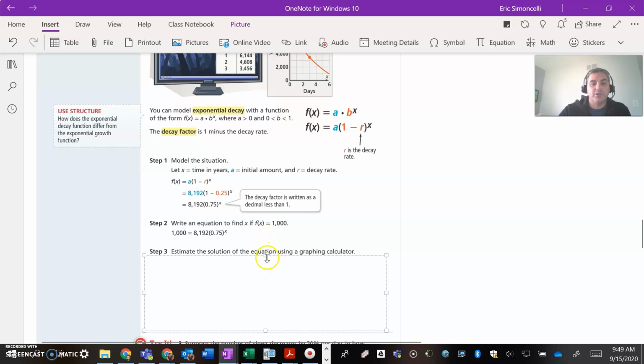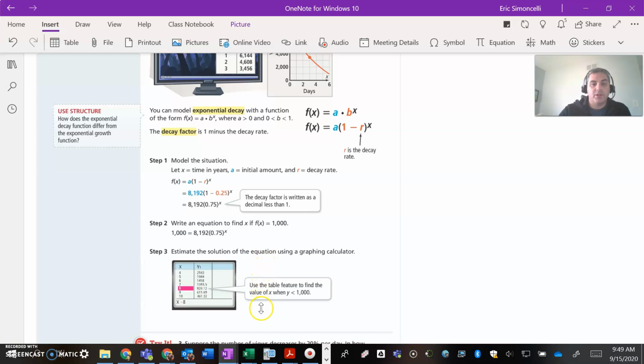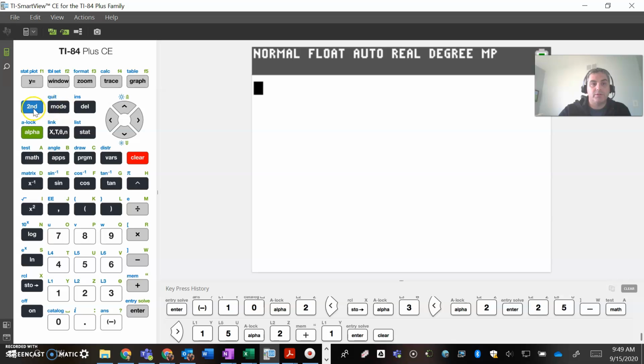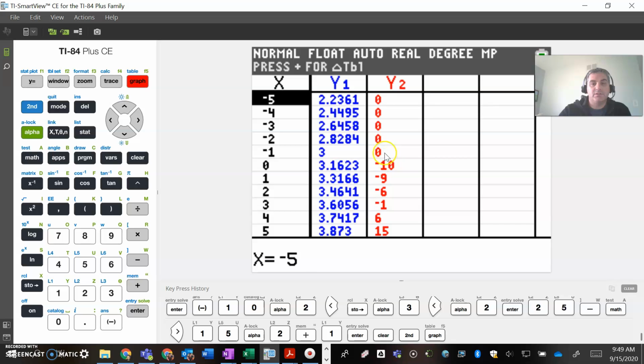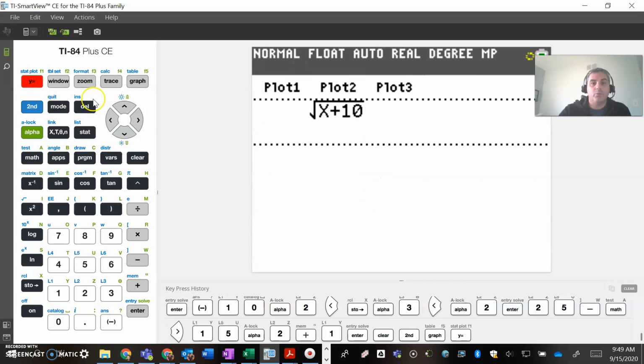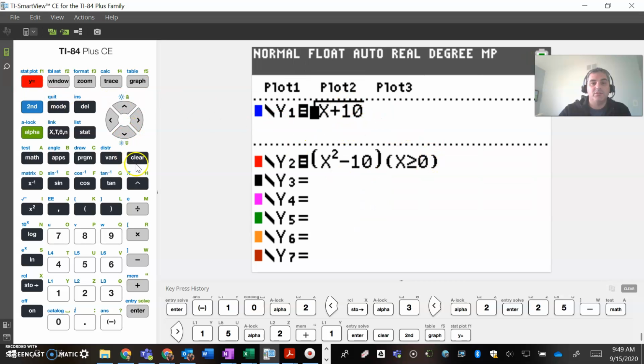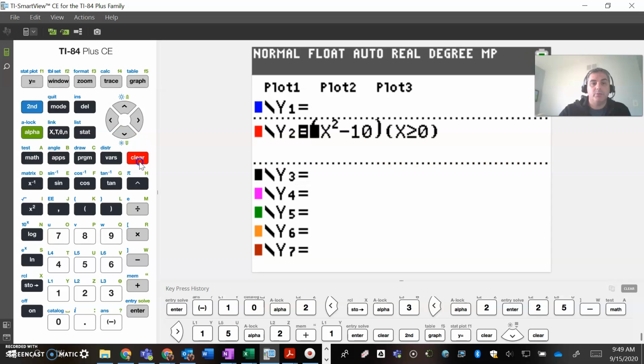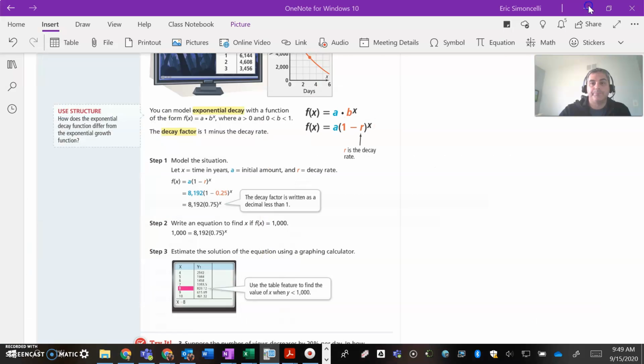Estimate the solution of the equation using a graphing calculator. On your graphing calculator, you can type in the function, and as you can see here, there's a table feature. If you hit the upper right corner of your screen, you hit second graph, you can see the table of values. This table of values is a representation of something I've done in the past. But once you type in your function in y1, don't mind these two functions, you'll be able to do your analysis from there.